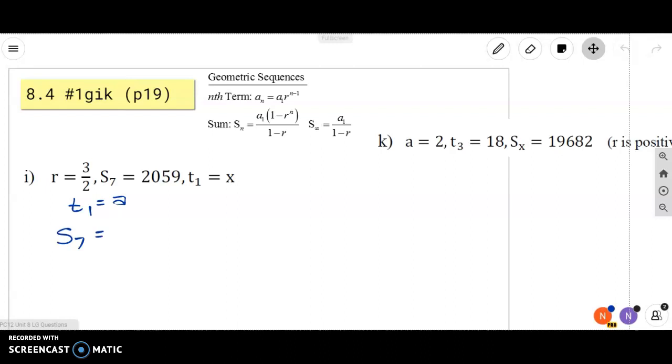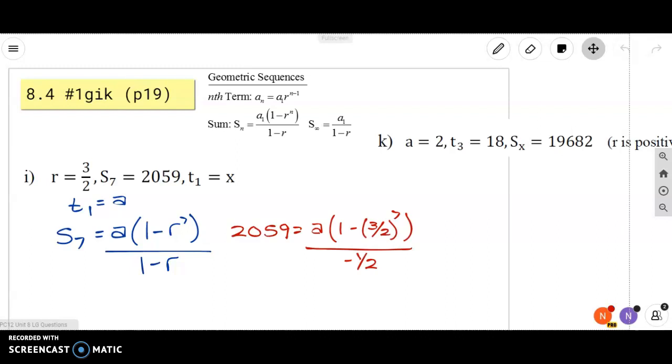It's equal to a bracket 1 minus r to the power of 7, and that's going to be over 1 minus r. And I can put in my value for S7 and my value for r. If you wanted to rearrange this to solve for a, you could do that before. I usually just plug in all the numbers and solve for a afterwards, but your choice, whichever works for you. Go ahead and pause and try and fill in what you can.